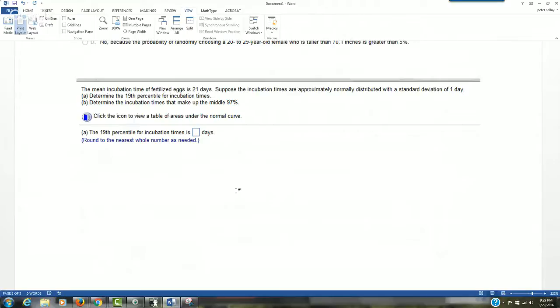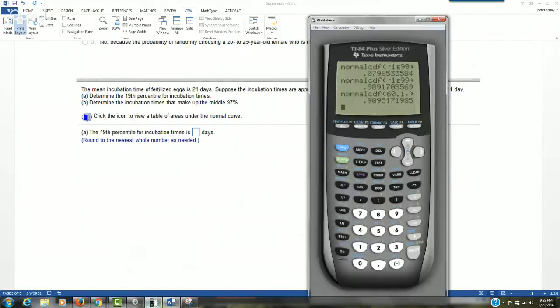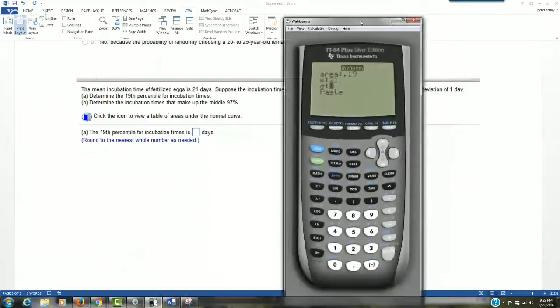They give me the percent, so I want a z-score out of that, so that's inverse norm. And the area is 0.19. I'll just update the mean of 21 and the standard deviation of 1. So I would round to the nearest whole number, so 20. 20 days would be considered the 19th percentile.